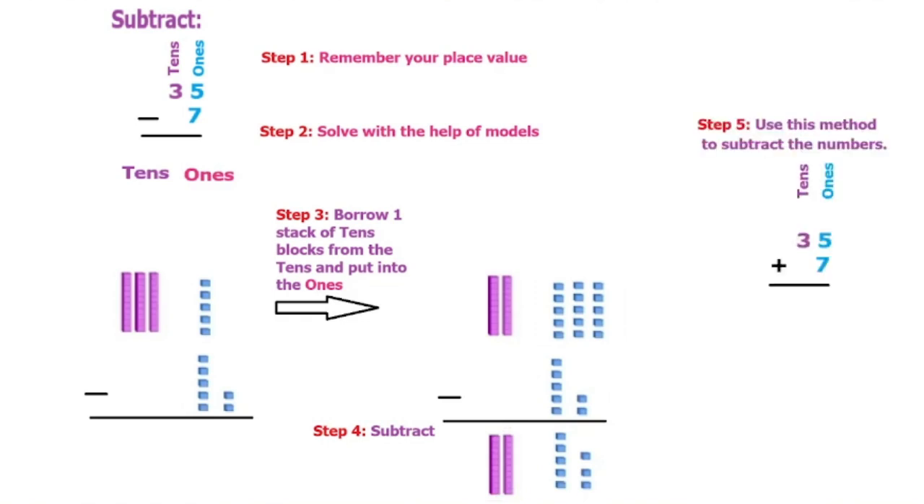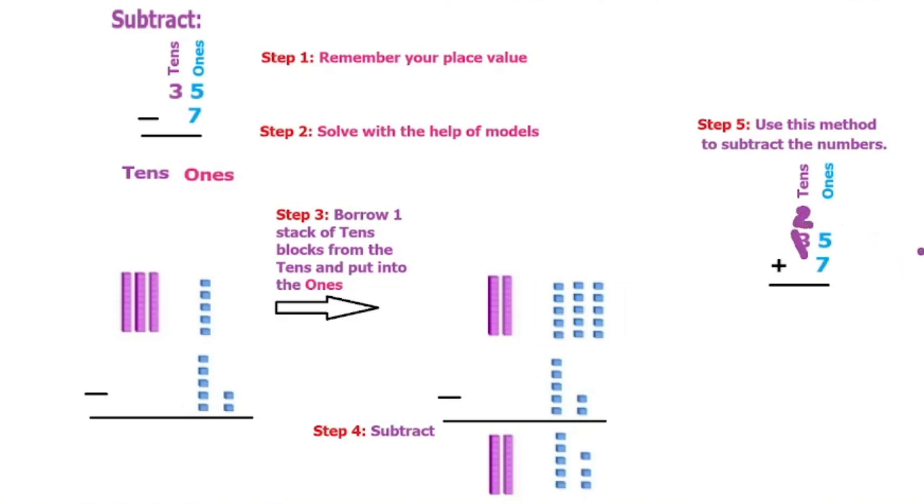So let's use this method to subtract just the numbers, because you're not going to go to this amount of trouble every single time you have a subtraction. You're just going to do it just by borrowing the numbers. So let's go through it again, right? Remember our tens and our ones. So 5 minus 7, can't do it. So I'm just going to borrow 1 from the 3. So then the 3 becomes a 2.